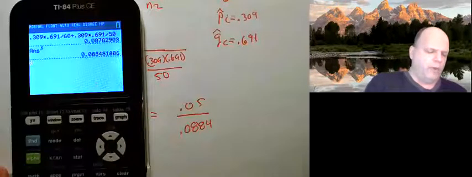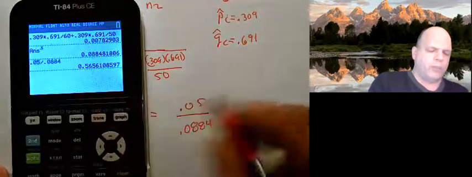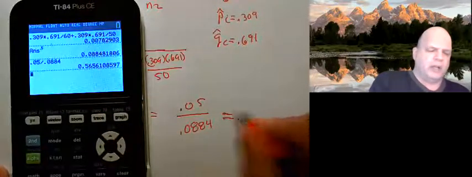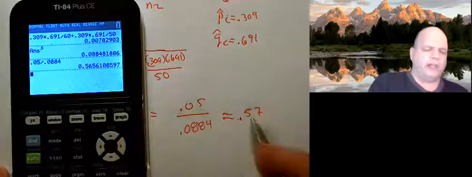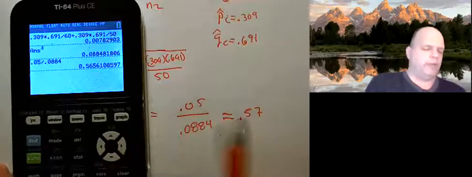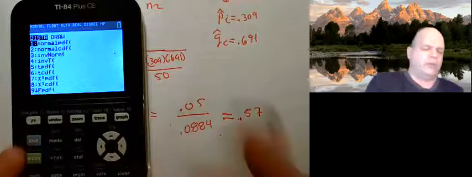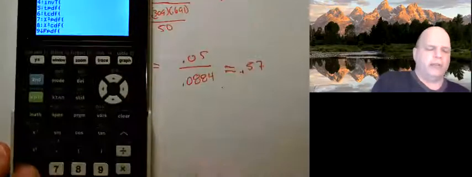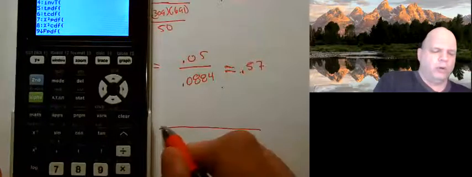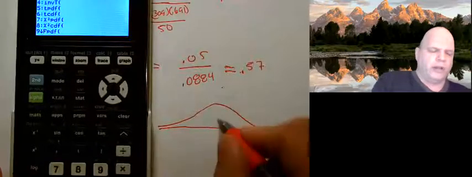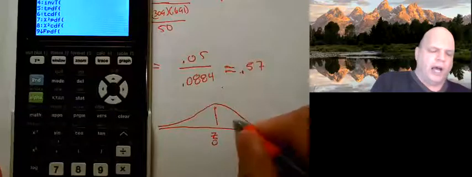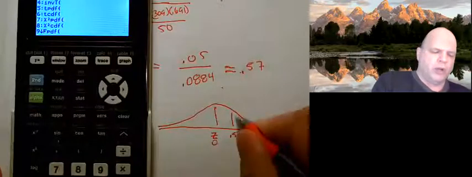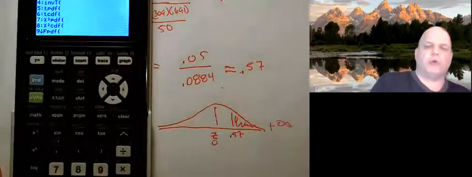So my z-score, 0.05 divided by 0.0884, equals a z-score of approximately 0.57. We can use the 0.565, that's fine, but I'm going to go ahead and round it to 0.57. So second VARS, and since I have a z-score, now that I have a z-score, I can do a normal CDF. All right, with the z-score, my mean is 0. This is a positive 0.57. So I want to know what it's like to be more extreme than that.